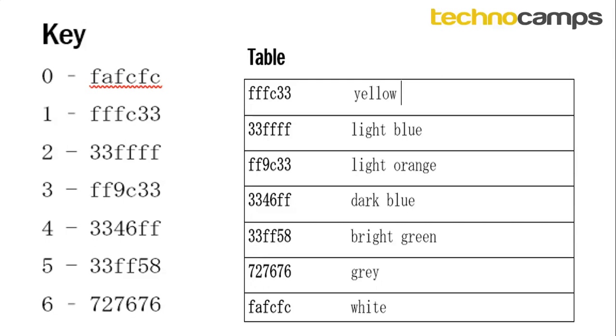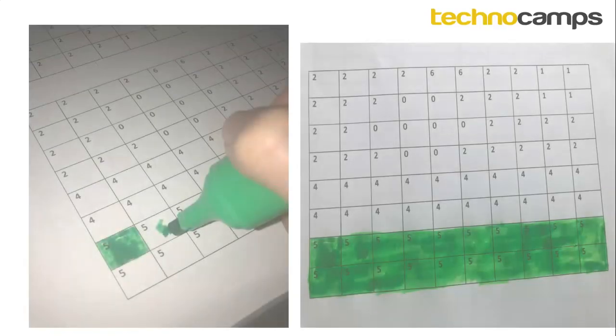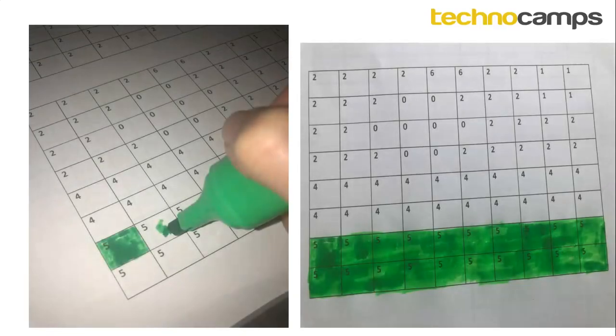For this example, I'll be choosing the number 5. So in the key, I look and I see that the number 5 has the hex value 33FF58. I can then refer to the table and find that hex value. So I can see the 33FF58 is bright green. I then color in all of the 5s bright green, as seen here.